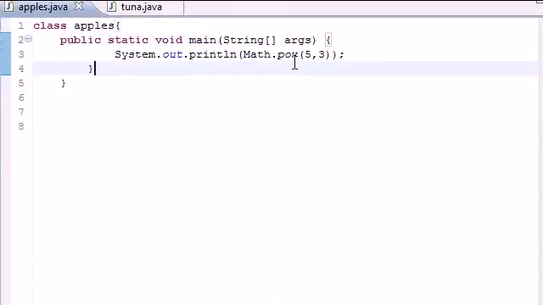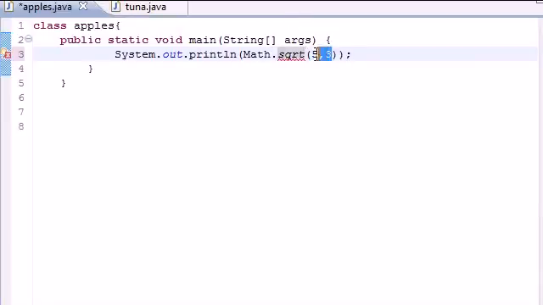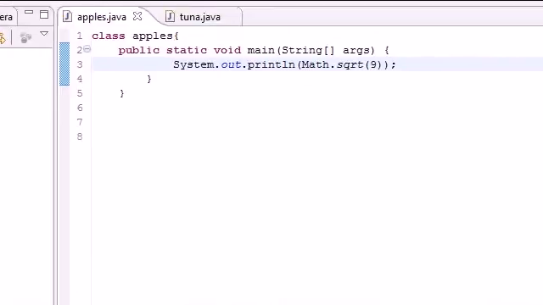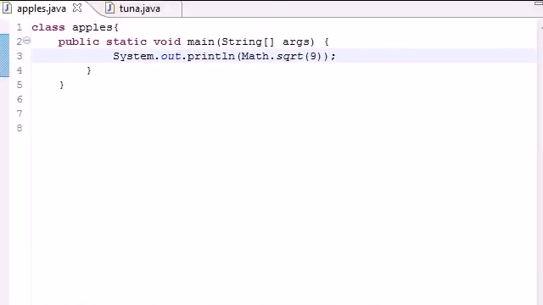And the last built-in method I want to teach about in the math class is something called square root. SQRT, that's what it stands for. It only takes one parameter, such as 9, and it finds the square root of that number. So when you run this, the square root of 9 is 3, outputs 3. So that's how you use your built-in methods from your math class.